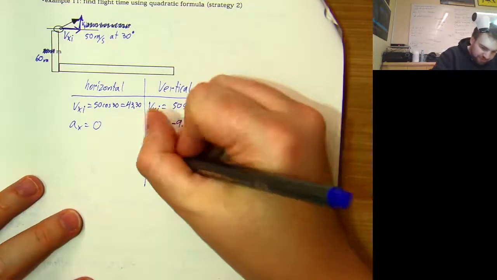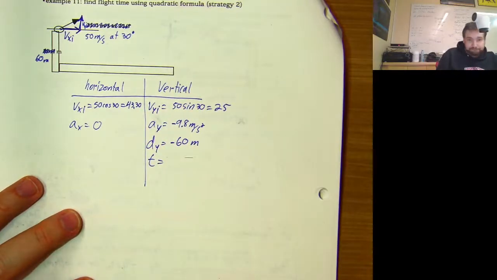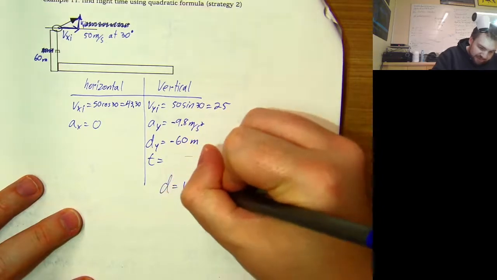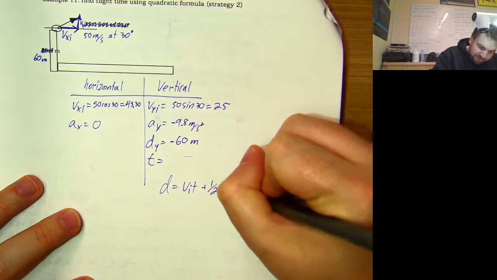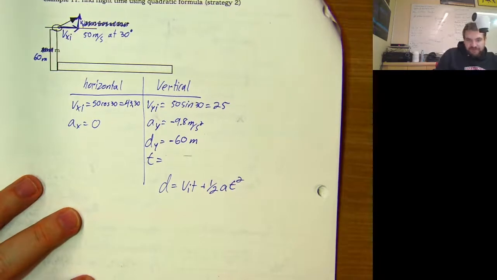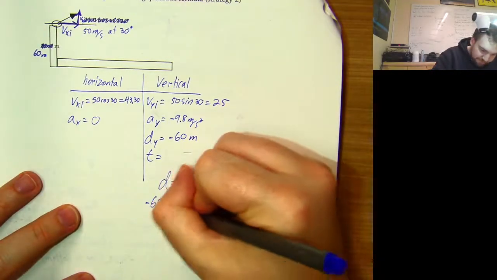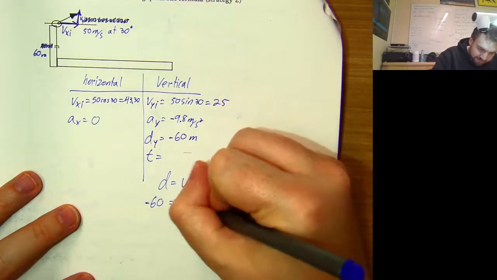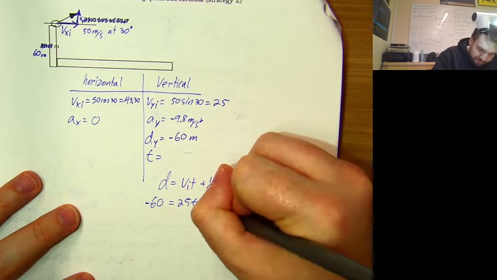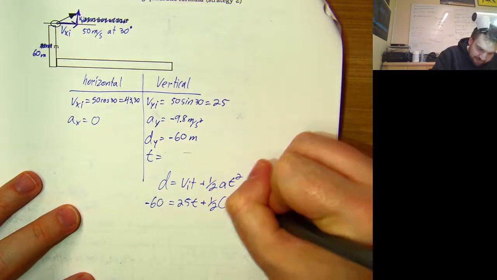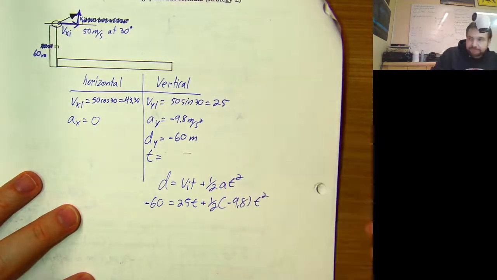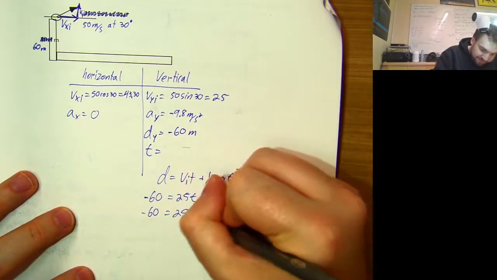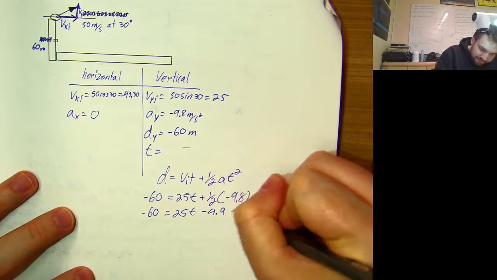And so now we want to find the total time. We're going to use d equals v_i t plus half a t squared, and fill in this information. Now d is negative 60. Our v_i in the y direction is 25 times t plus 1/2 negative 9.8 t squared. So this is going to be negative 60 equals 25t minus 4.9 t squared.